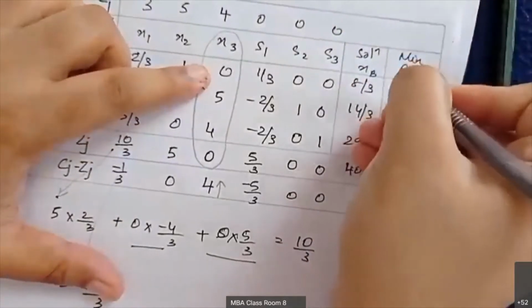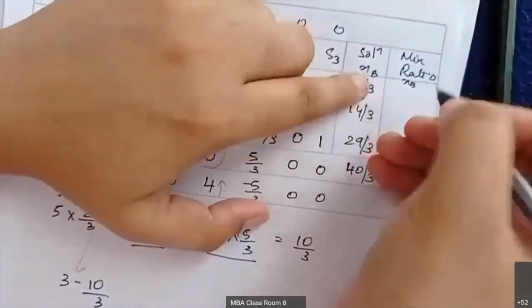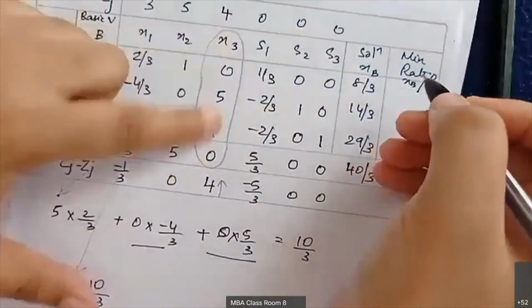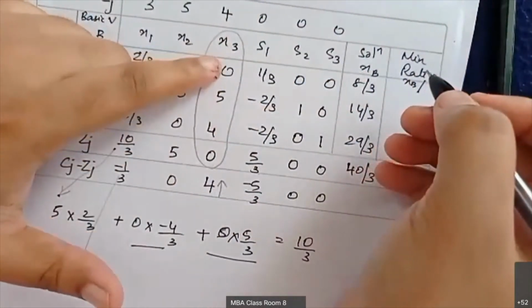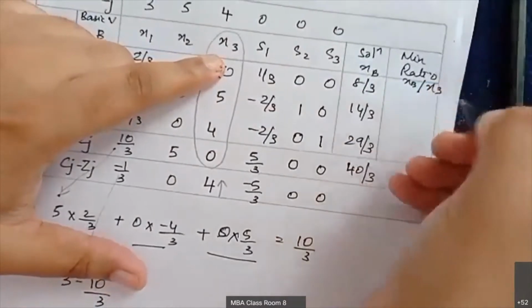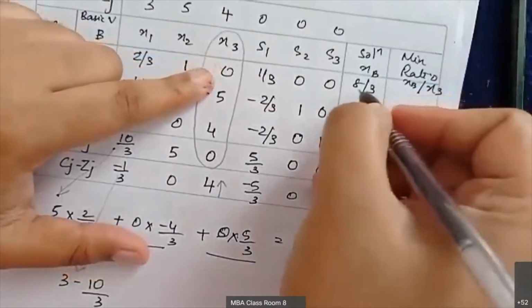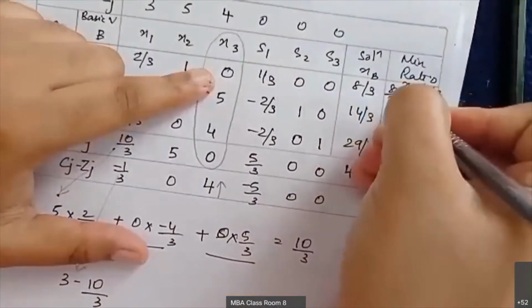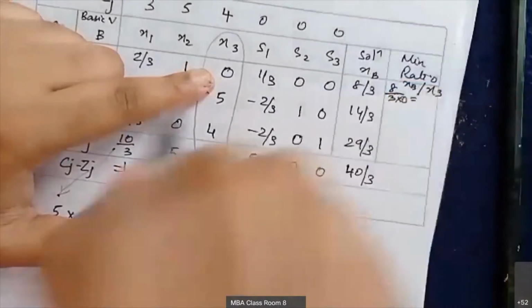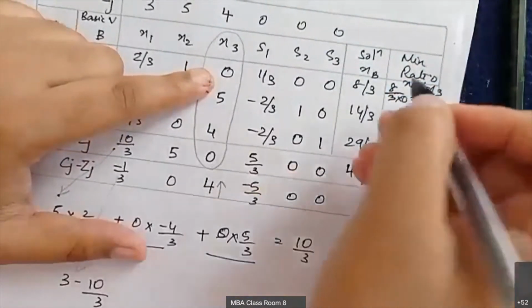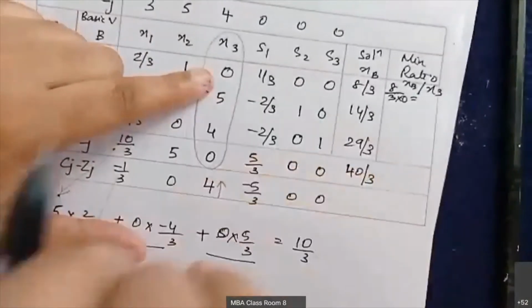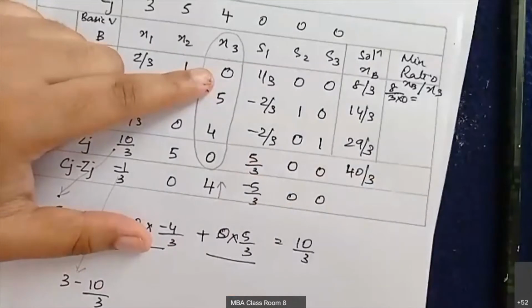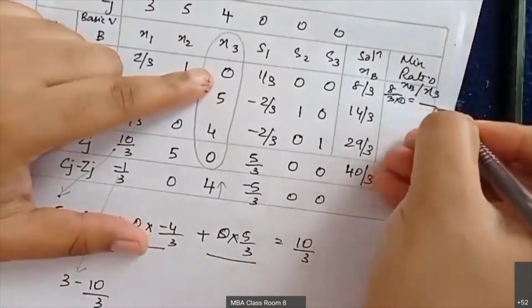Minimum ratio, how do we do it? XB divided by the key column. XB is the solution column. The key column, also called the incoming vector, is X3. So divide and tell me: 8 by 3 divided by 0. Any number, can you divide it by 0? We cannot do that. You can divide 0 by some other number, but you cannot divide any number by 0. That is not defined. So I'll put a dash here.